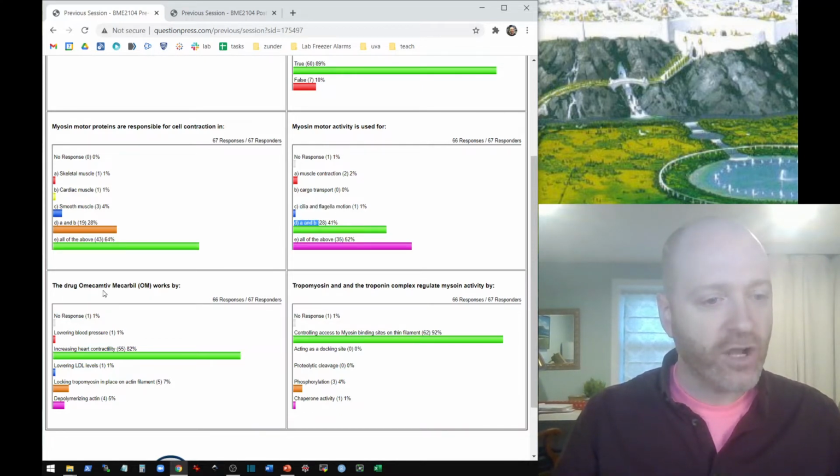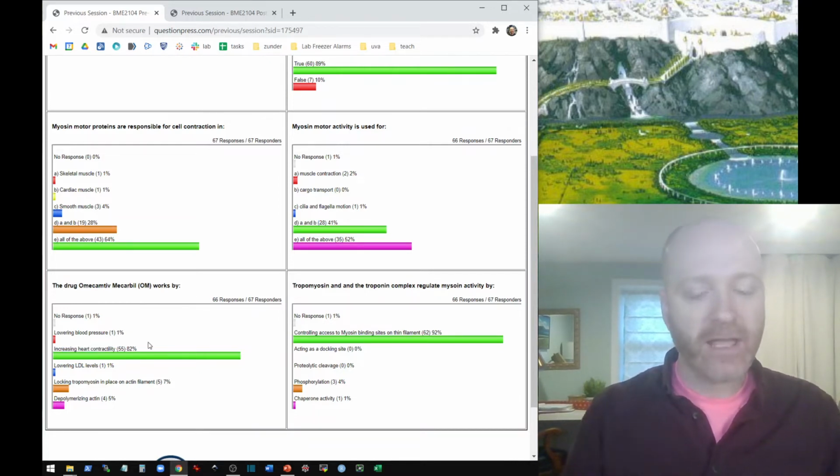Next, the drug omecamtiv mecarbil, OM, works by increasing heart contractility. Remember, it does this by pushing the equilibrium in the actin-myosin cross-bridge cycle towards the power stroke side of it.